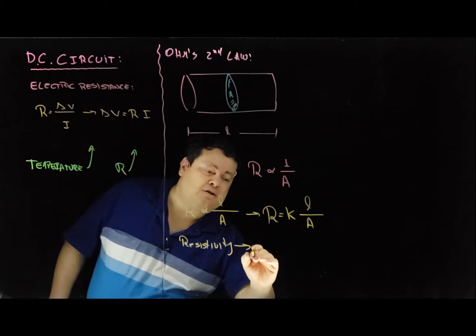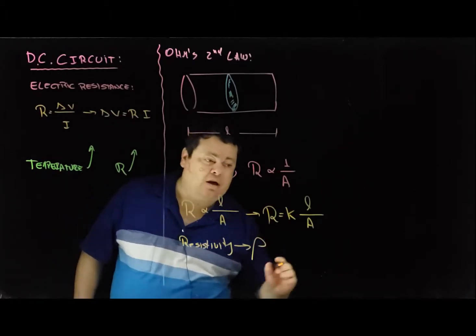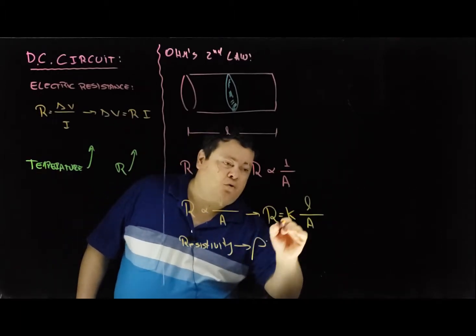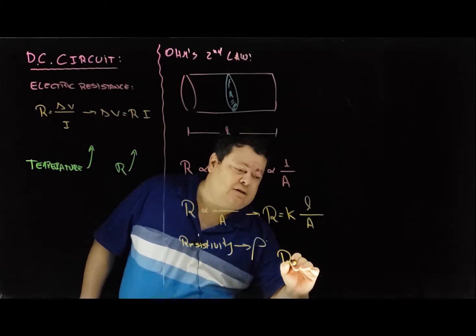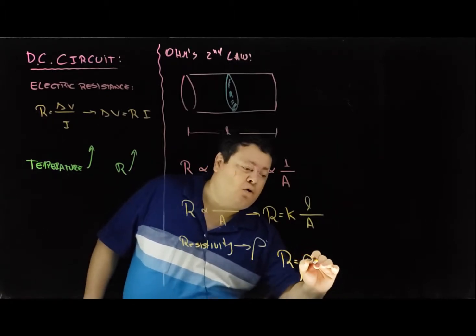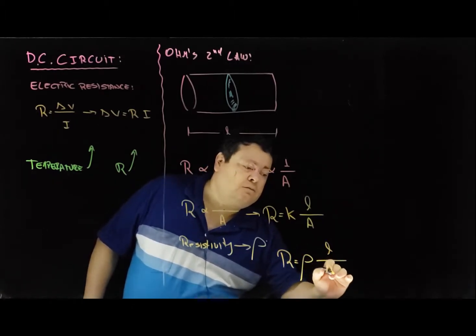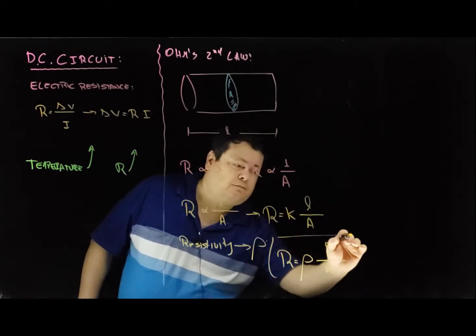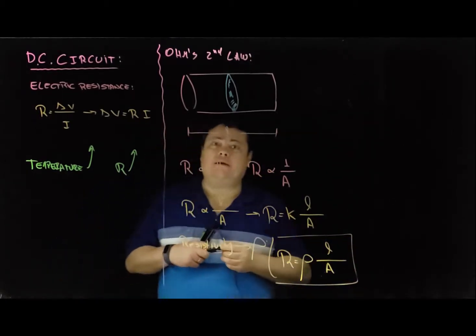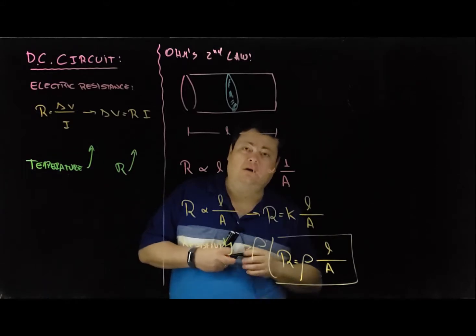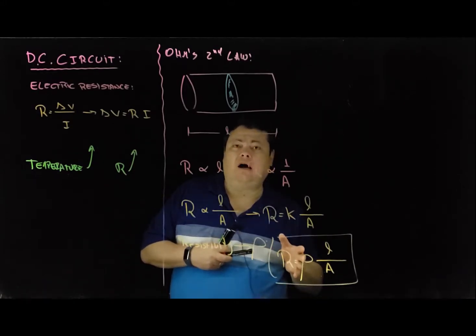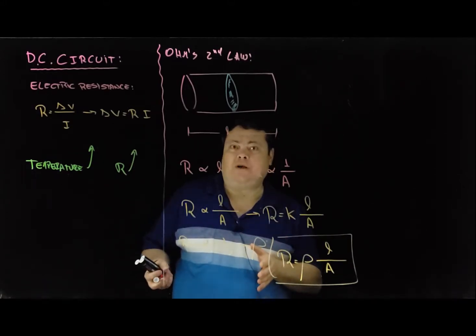And we're going to represent this by rho, a Greek letter. And once I plug rho inside, electric resistance is going to be given by rho L over A. And this is Ohm's second law, written in an algebra-based form, let's put it this way.